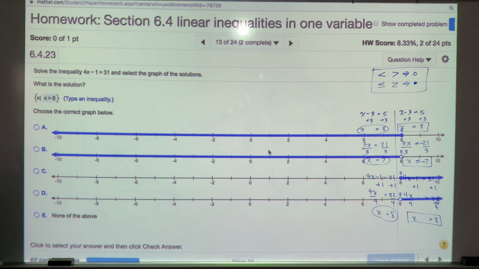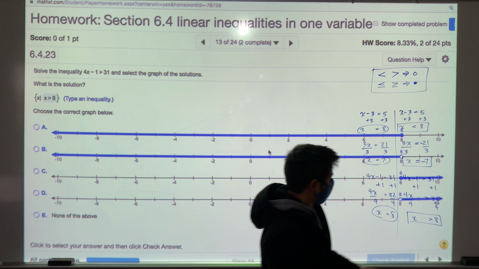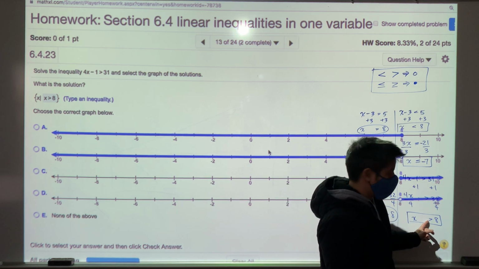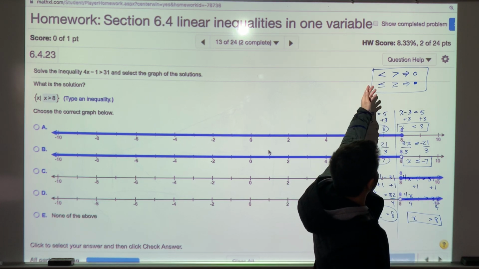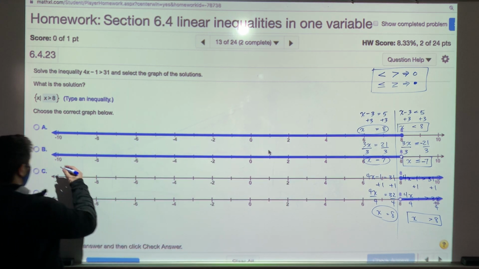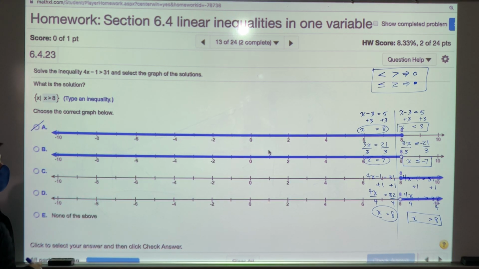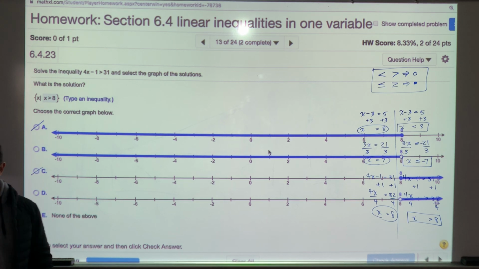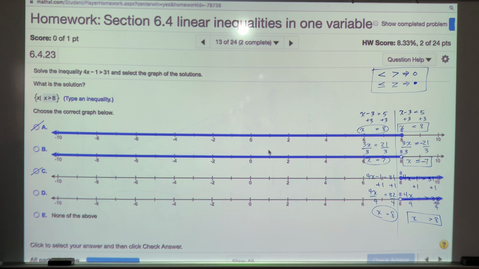Now, which is the correct answer? Well, let's take a look here. First and foremost, this is a greater than. Since it's a greater than, using our key, we should not have any answers with closed circles in them. That eliminates A and C as potential options for our problem. Well, between B and D and potentially even E, none of the above, what does it have to be?